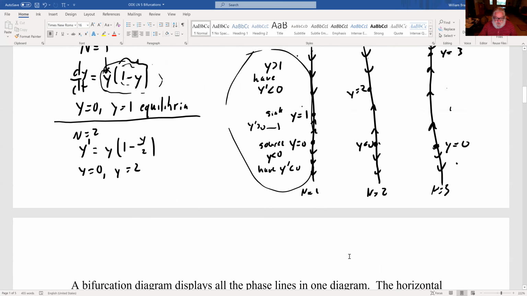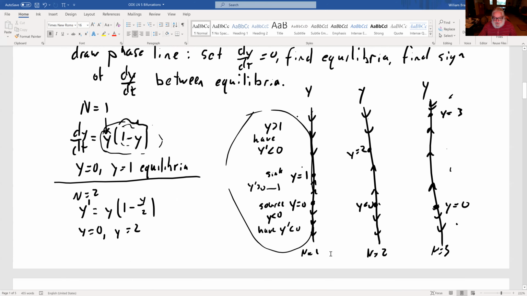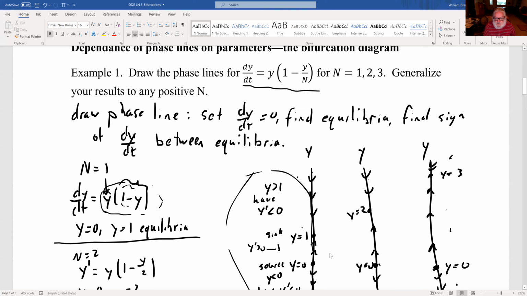Okay, so what we can see here is that as we change N, we always have one equilibrium at y equals 0 and one equilibrium at y equals N. This one is always a sink, or stable, and this one is always a source, or unstable.